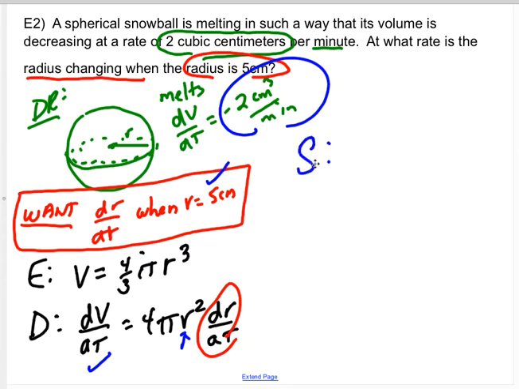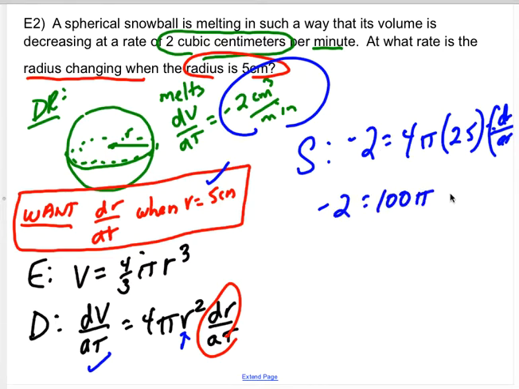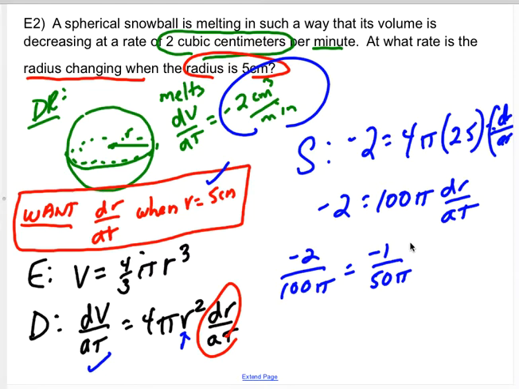So when I substitute in, I don't even have to draw the specific picture of that moment when it happens. I know that this is a negative 2, 4 pi, this will be 25, times dr dt. So I'm going to get that negative 2 equals 100 pi dr dt. So I get negative 2 over 100 pi, or negative 1 over 50 pi, and notice that it's dr dt, so r is measured in centimeters, and time in this problem was minutes, so centimeters per minute.